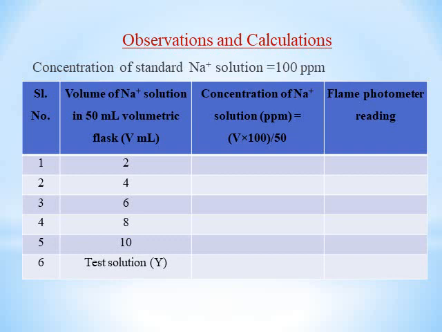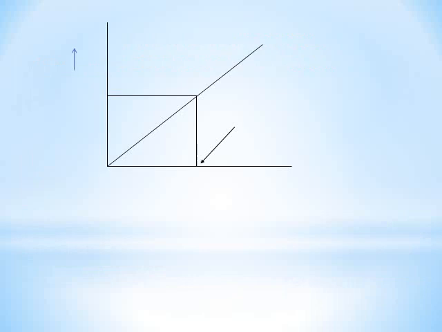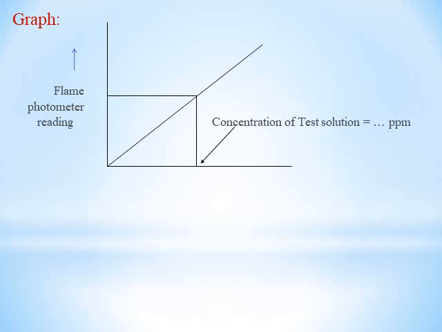Once you get the calibration curve, the test solution is also run with the same procedure and aspirated into the flame. You don't know the sodium or potassium ions present in the test solution, so it will give you a flame photometer reading. From that reading you can extend a line to the x-axis to get the concentration of Na+ solution. So the graph looks like this, like the graph of your colorimetric estimation.